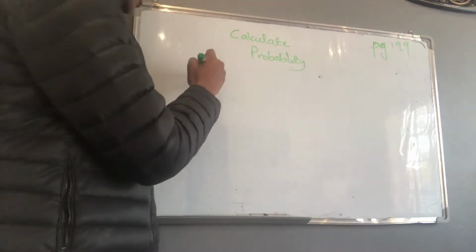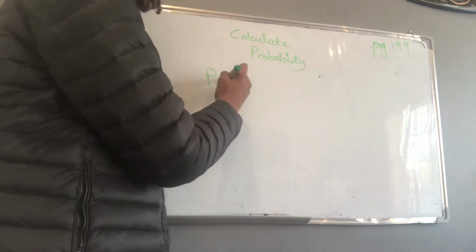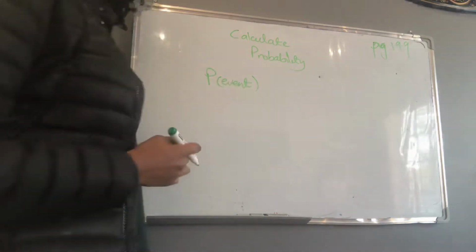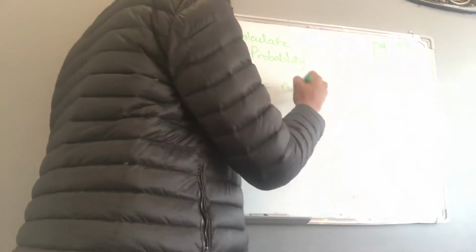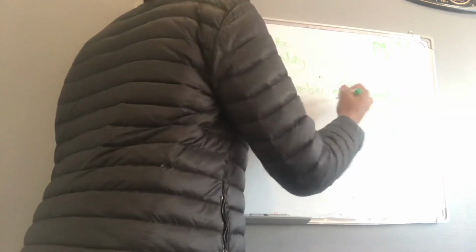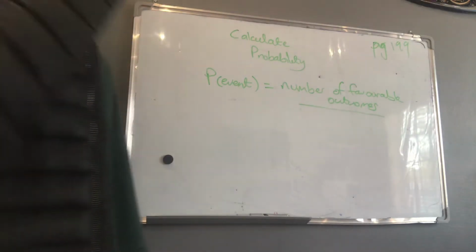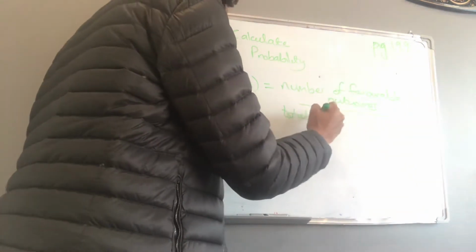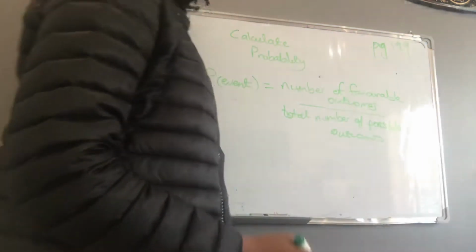Okay, so now we move on to calculating probability. When calculating probability, which can just be written as P(event), this means the probability of an event occurring is equal to the number of favorable outcomes over the total number of possible outcomes. Okay, so this is how we work out the probability.